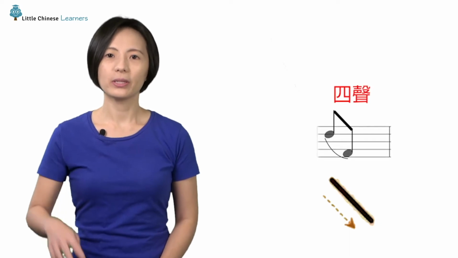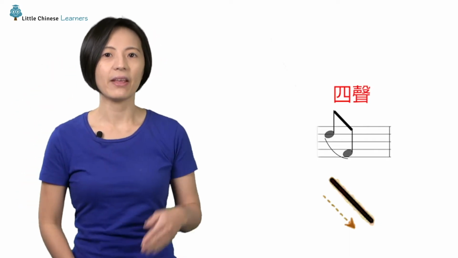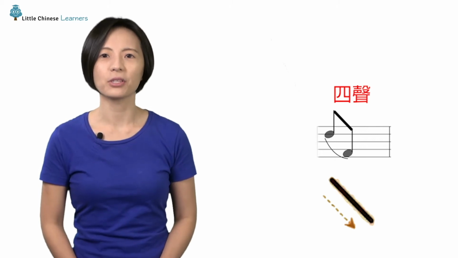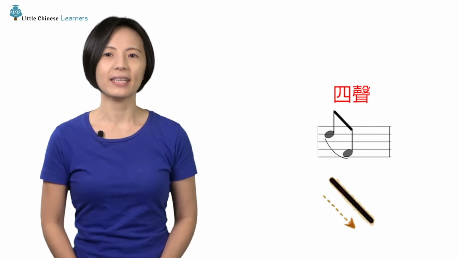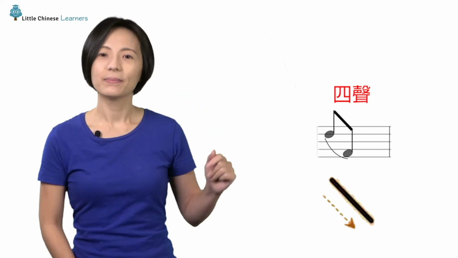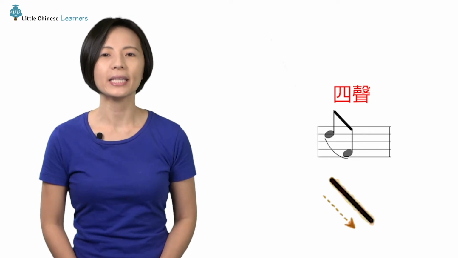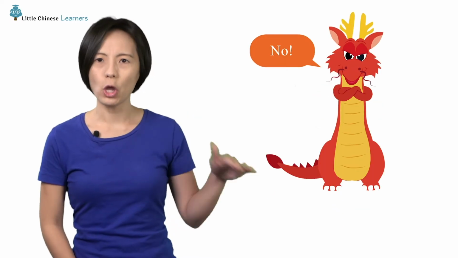The fourth tone, 四声, has a falling tone. It sounds so heavy that it must fall to the ground. It sounds like this. Da! And yes, we have something similar in English, and it is my kids' favorite word. No!